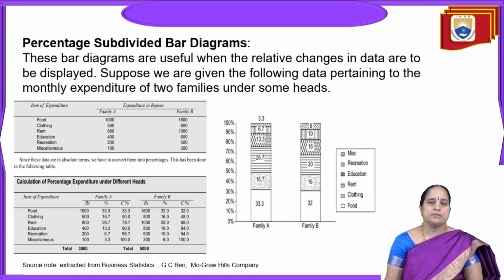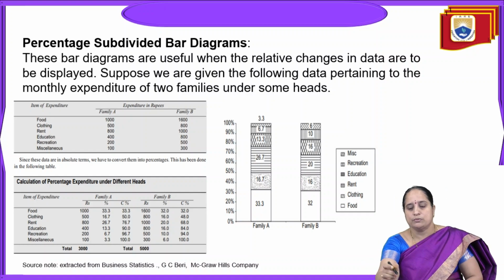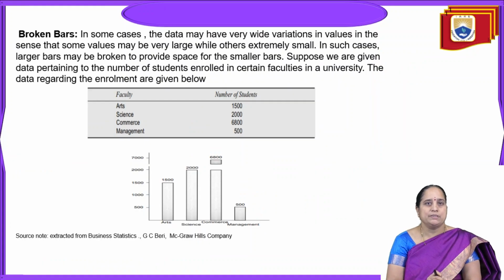The next type is percentage subdivided bar diagrams. These bar diagrams are useful when the relative changes in data are to be displayed. Suppose we are given the following data pertaining to monthly expenditure of two families under some heads. The items of expenditure of the two families should be projected, and we can show that in these two diagrams.